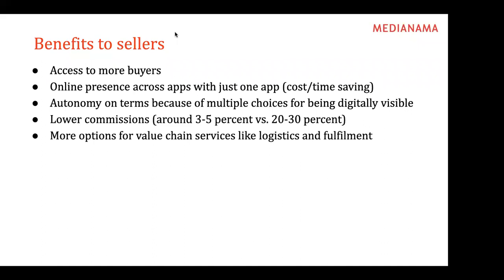There's also autonomy in terms of the terms, because they don't have to accept a platform's terms and conditions if it's unfair. If they feel it's unfair, they can just choose a different platform and still be digitally visible to all the customers. ONDC is pitching commissions around 3 to 5%, which will be shared by the ONDC network itself and the buyer side apps. Compared to the 20 to 30% that Amazon and Flipkart currently charge, this seems a lot cheaper. We still don't know if these are the actual numbers, because it's not been officially announced. And there's also more options for sellers in terms of who they go with for logistics, who they go with for fulfillment, because they don't have to rely on who Amazon or Flipkart chooses for them.